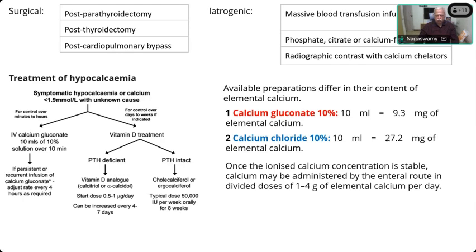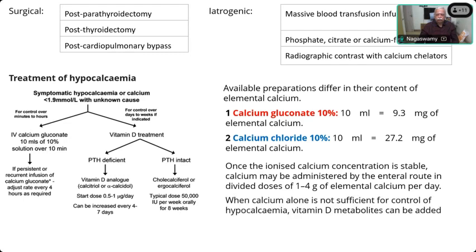After correcting the hypocalcemia by parenteral administration, especially if you find that patients have lost their parathyroid during thyroid surgery, especially total thyroidectomy, you have to continue oral supplementation of calcium lifelong. There is no way you can stop that. Calcium can be given by the enteral route with a dose of 1 to 4 grams of elemental calcium per day. When calcium alone is not sufficient, then you have to add vitamin D metabolites also.